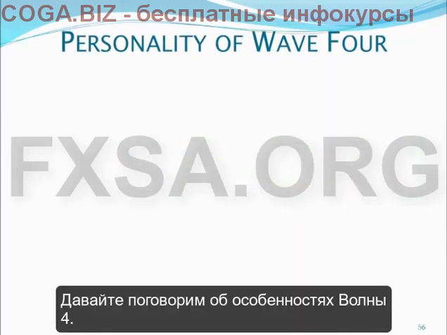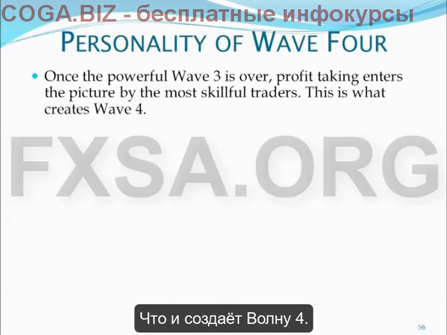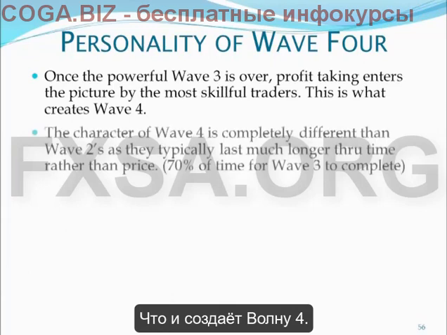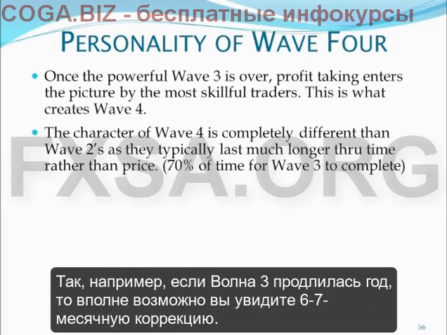Let's talk about personalities of wave 4. Once the powerful wave 3 is over, profit taking enters the picture by most skillful traders. This is what creates wave 4. The character of wave 4 is completely different than the wave 2s, as they typically last much longer through time rather than price. 70% of time for wave 3 to complete. So if a wave 3 took a year, you could easily see a 6 or 7 month correction.